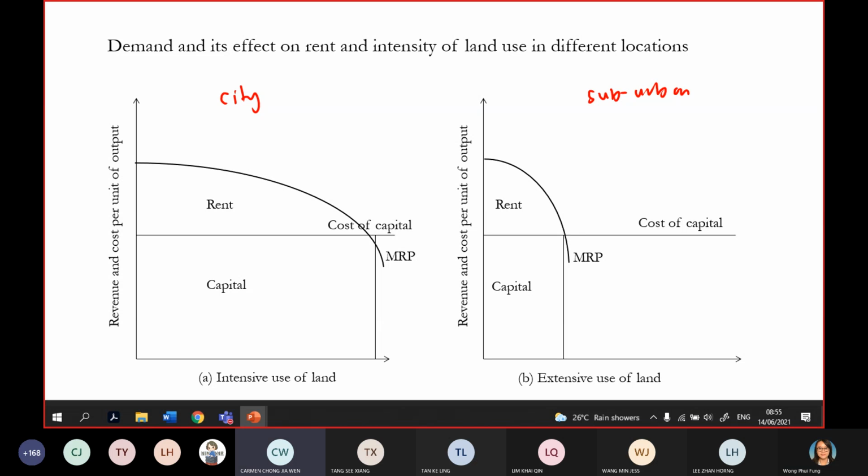Because you say intensive means build higher. So why does the city center need to build higher? Because limited. What is limited? The land is limited. Okay, then why do you need to build higher? Because land is limited, so expensive. Okay, then if you look at these two figures, what is the difference? What differences can you observe?